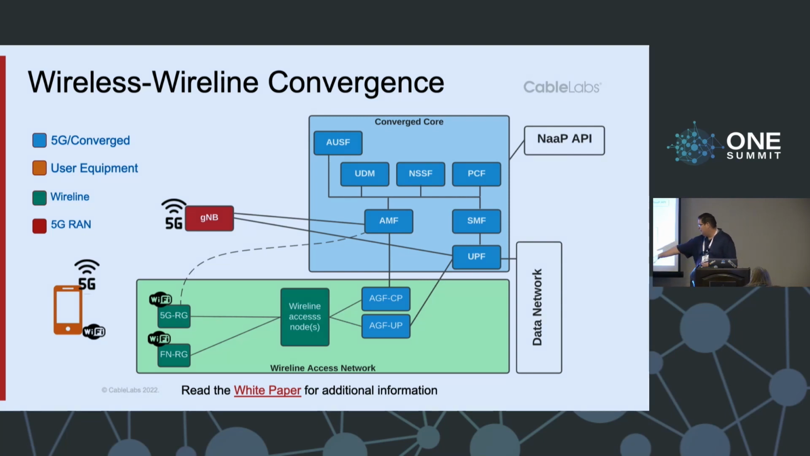If you want to know more, there's a link, and I've posted the slides so you can click on the link. Published a white paper last week that goes through this and some of the more forward-looking stuff for convergence, where we actually want to get rid of the AGF shim layer and have the wireline networks talk to the core just like the RAN talks to the core. So we really want to kind of get that much tighter integration, though that's several years away from being deployed.